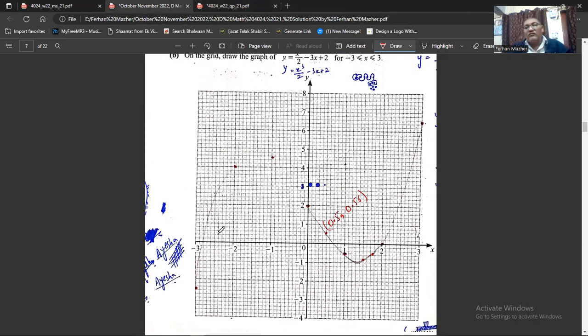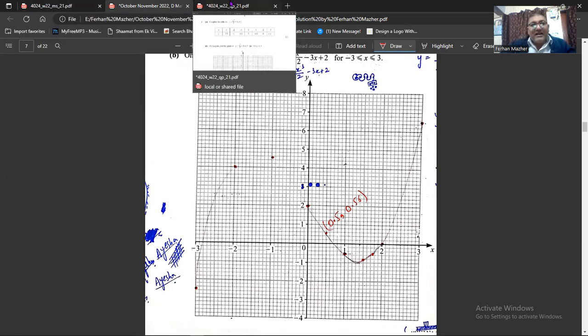6.5 is here. Here I have taken extra points. For example, I have taken at 0.5. When I did this on the calculator, I got 0.56. So I took more points here, and then I took the point here and here also, to make sure that this turn here is very smooth.